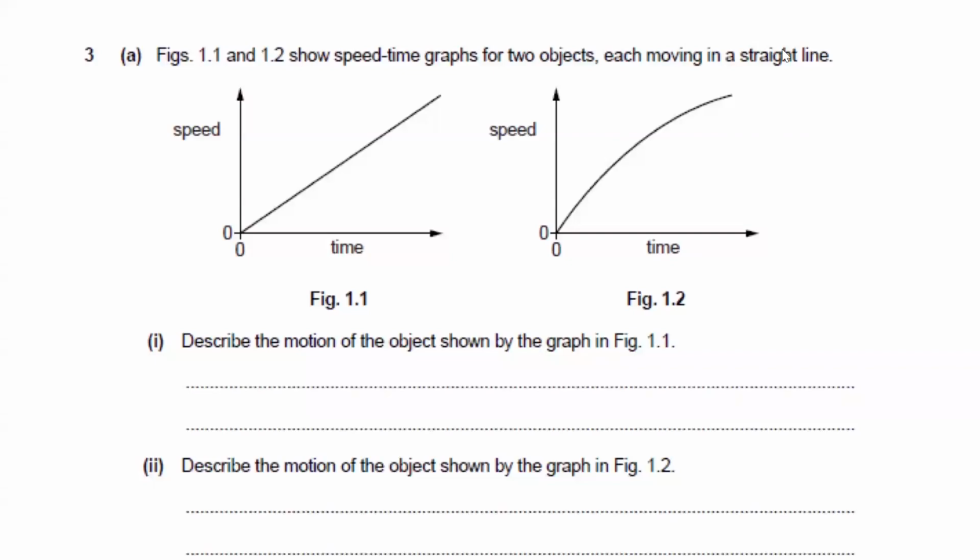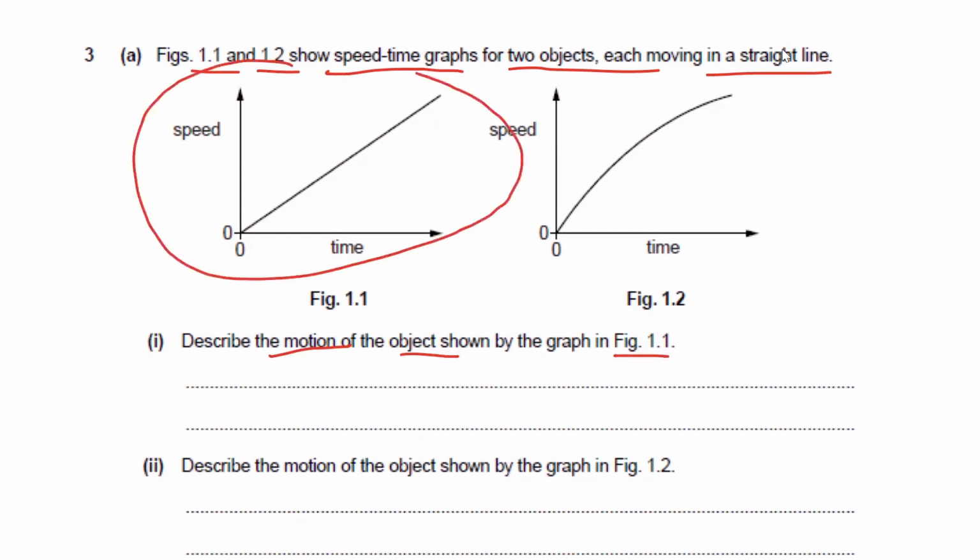Okay, guys, if you look at this first question here, what do they want from you? Let's go through this question together, guys. Okay, if you look at this first question here, what do they say? First and foremost, Figures 1.1 and 1.2 show the speed-time graph of two objects, each moving in a straight line. Describe the motion of the object shown in 1.1.